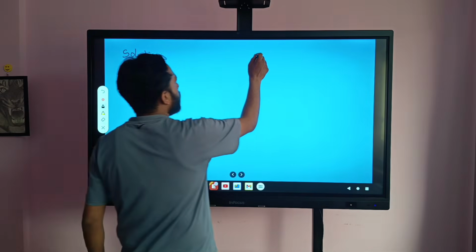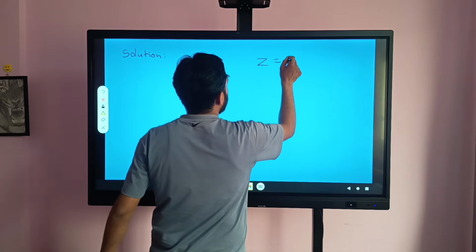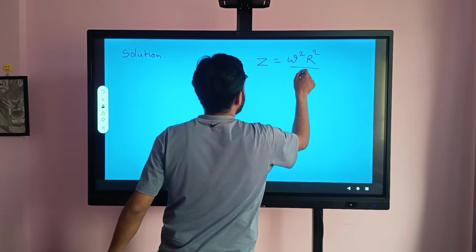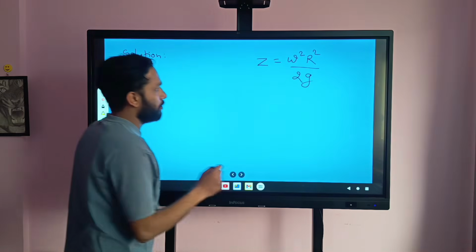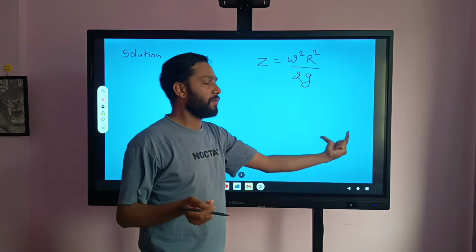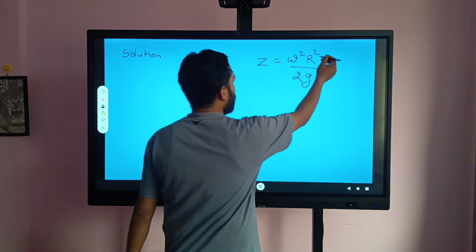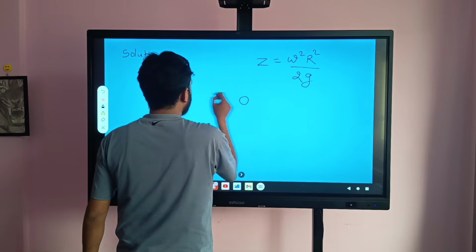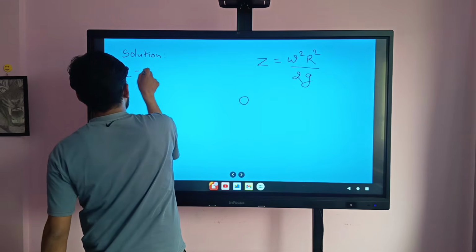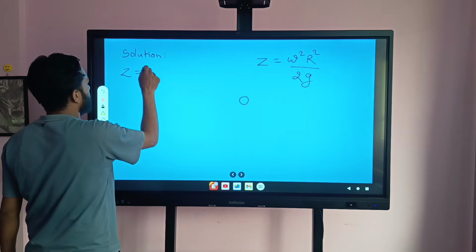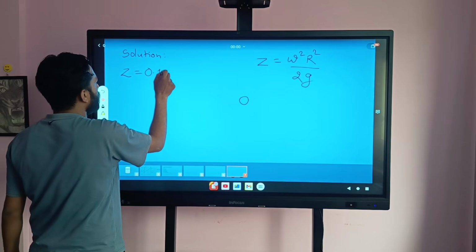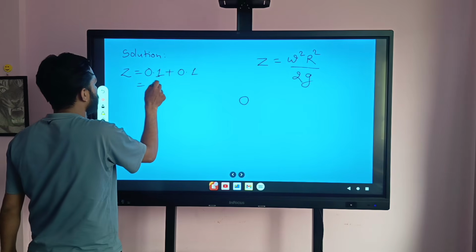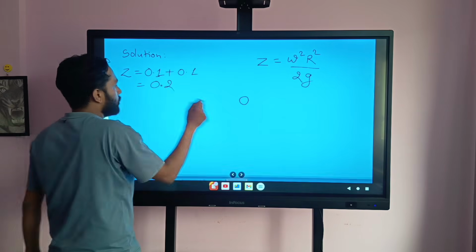So you have got the formula of Z, that is omega square R square divided by 2g. You must know this formula; we have derived it in the classroom. Now Z is the vertical distance between the edge and the vortex of the paraboloid. According to the previous figure, 0.1 plus 0.1, you are going to get Z as 0.2 meter.